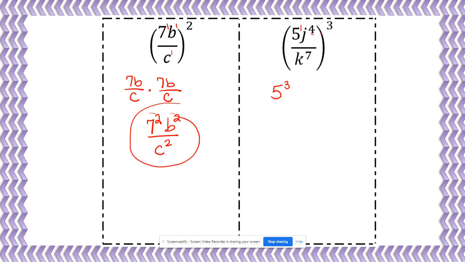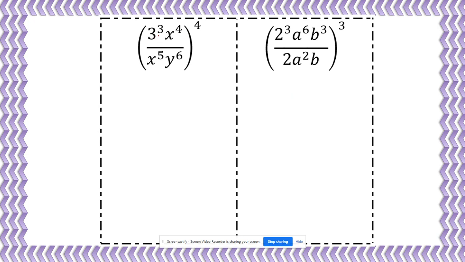So that power to a power means I'm going to multiply 4 times 3, and I get j to the 12th. Then this is over k to the 7th to the 3rd. So I'm going to do 7 times 3 to get 21, and this is k to the 21st. So this is my solution.